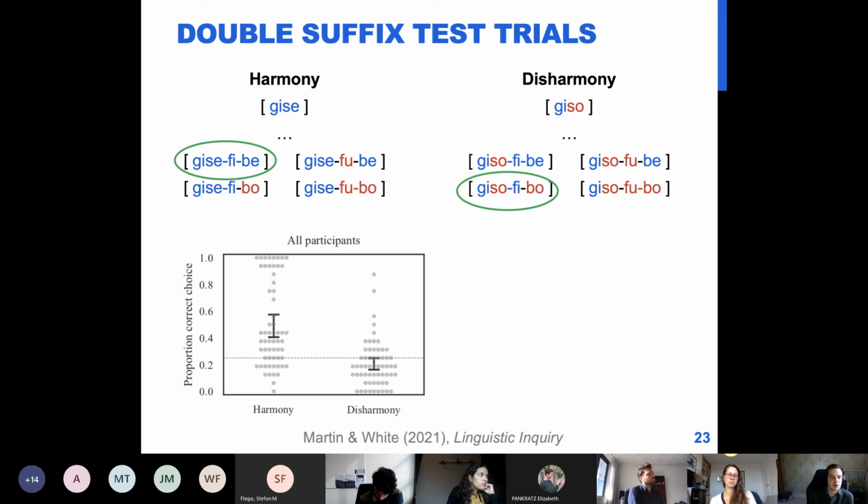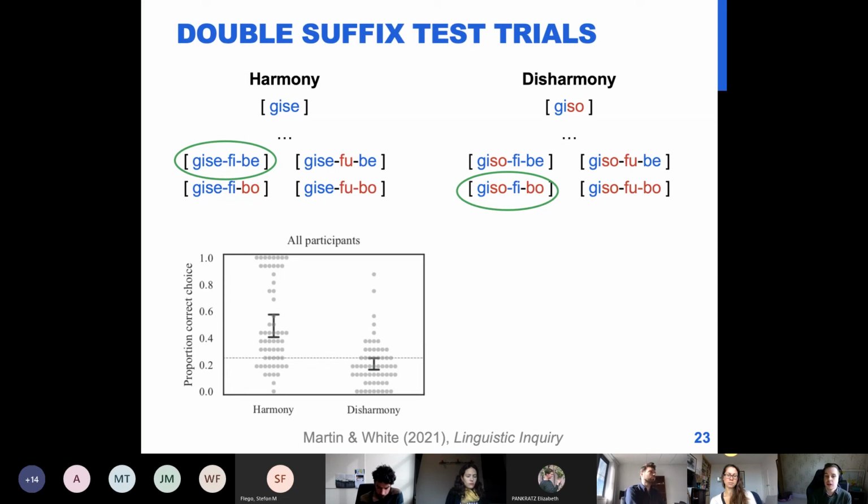Okay, so here's what we found for all the participants together. Here the y-axis is again showing proportion correct. Well, it's showing the proportion of the time that people chose the option consistent with the general pattern, the ones circled up there. Here there's four options, so the chance level is 25% instead of 50%.